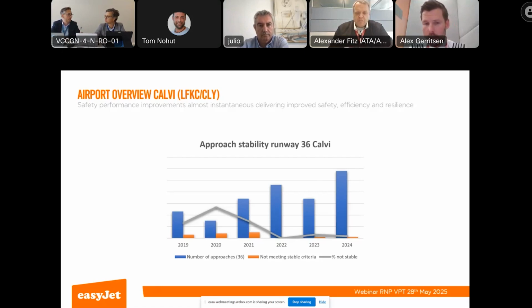We implemented this approach in 2021, 2022, and you can see we've eliminated the problem entirely. So we've eliminated go-arounds, improving our safety performance as well, and we've eliminated the unstable approaches. In 2023, there was one unstable approach, and that was simply down to lateral on the final bit of the approach, and the crew had to go around, which is as expected for us. So our safety performance was massively improved by implementing this concept into our operation.